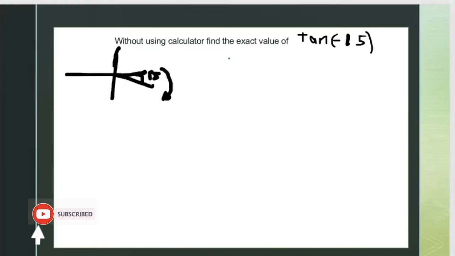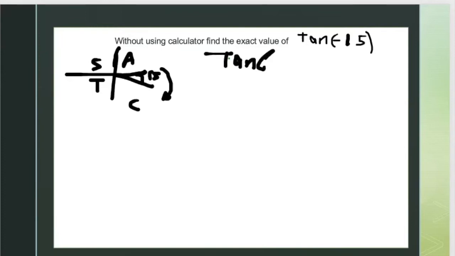So I'm expecting that when you find tan of 15, because it's a CAST diagram, it's not falling in the region where it will be positive. So when you find the tan, the answer will be negative. So what we can do, we can find the exact value by using the compound formula for tan, and think of which two angles, when I subtract, I will be getting minus 15, because we need a negative number.